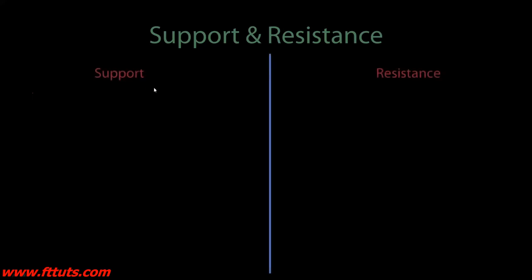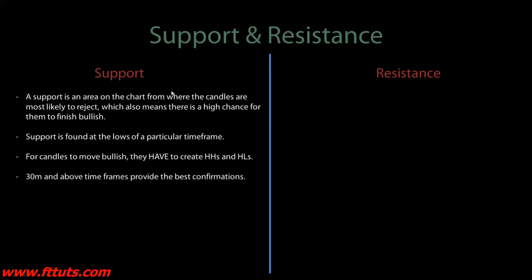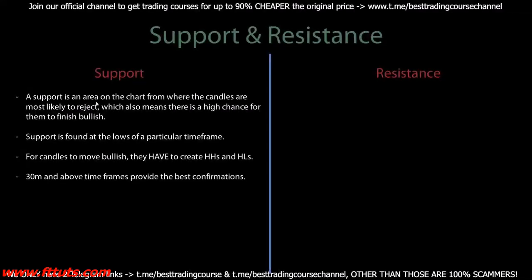So we're going to divide this into two columns here, support and resistance, right? Support is an area on the chart from where the candles are most likely to reject, which also means there's a higher chance for them to finish bullish.